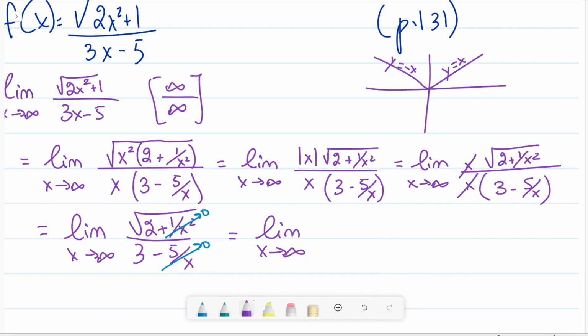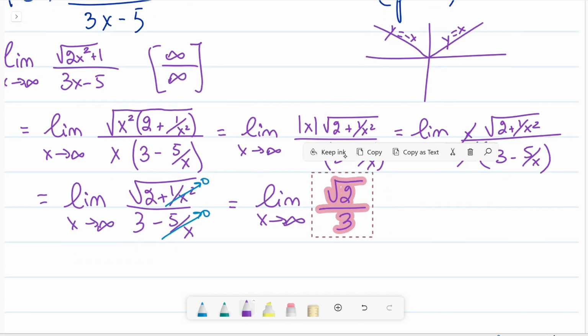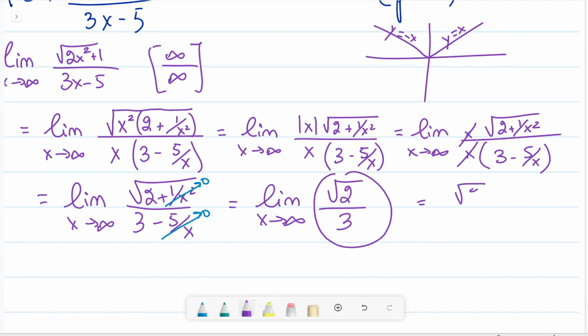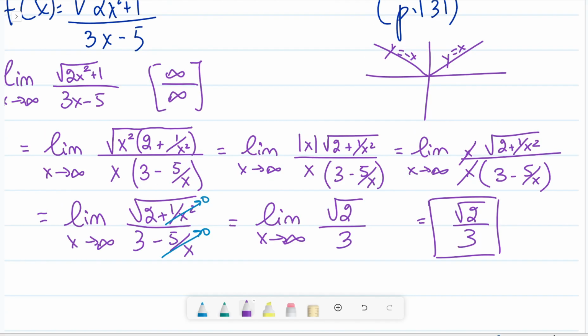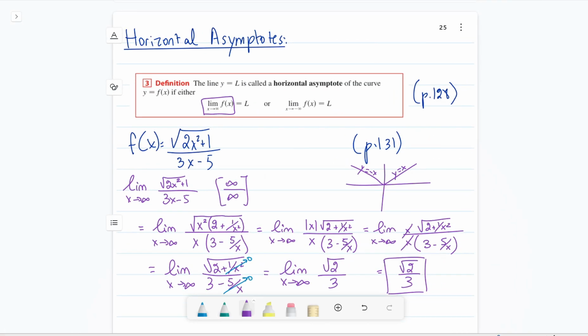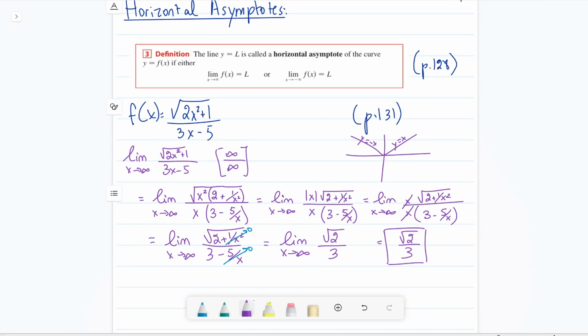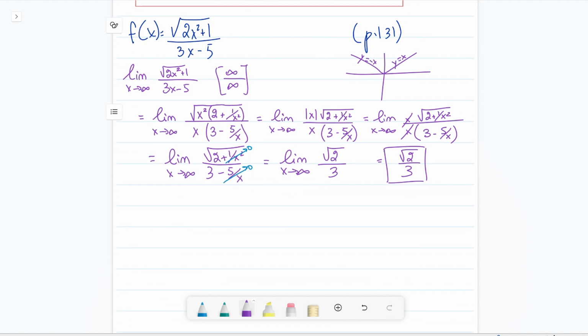So our limit is the limit of the square root of 2 divided by 3 as x approaches infinity, and this itself is a constant. The limit of a constant is the constant itself. So our answer is square root of 2 divided by 3. Therefore, we do have a horizontal asymptote at y equals square root of 2 divided by 3. HA is for horizontal asymptote.